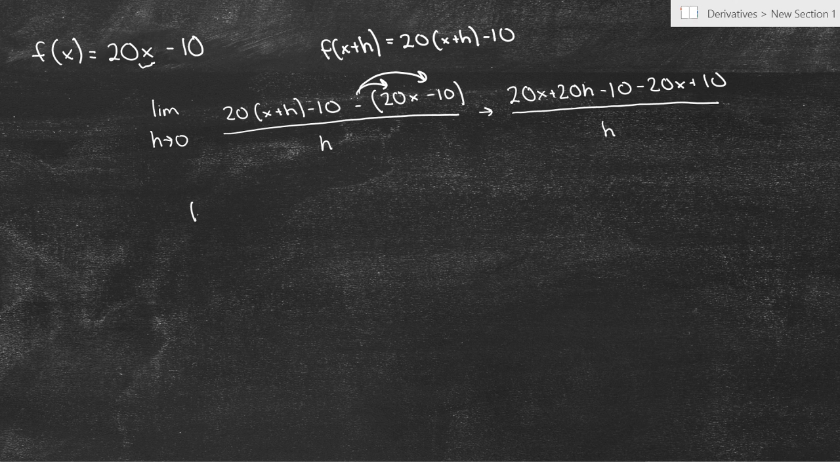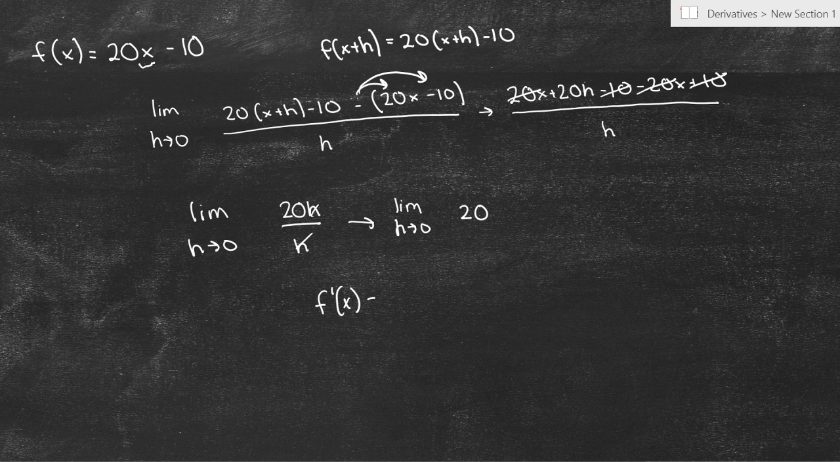And now is the more fun part where we can cancel everything out. So we have limit as h approaches 0. Let's see what we can cancel. We can cancel 20x with minus 20x, minus 10 with plus 10, and we're left with 20h divided by h. Well, this step's easy enough. We can cancel out the h's and we get limit as h approaches 0 of 20. Well, there's no h to plug into, so that limit is just 20, which means f prime of x is 20. And that's our final answer. That's what the derivative of 20x minus 10 is.